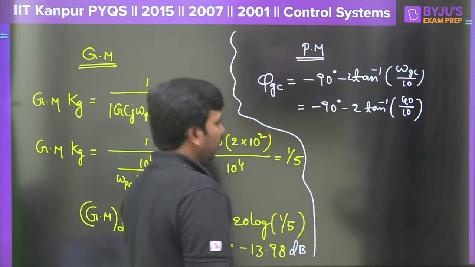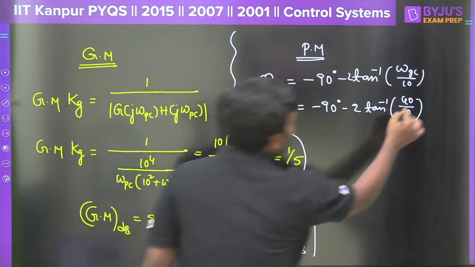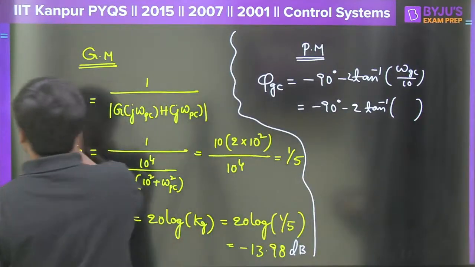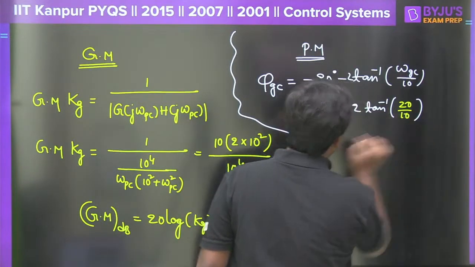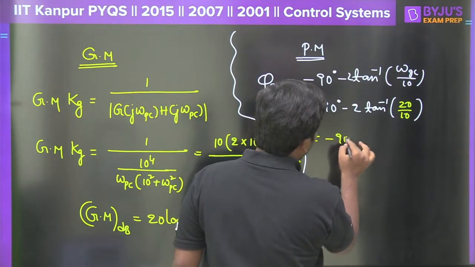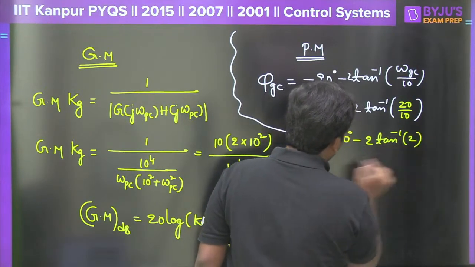Correct? Sorry, 20 divided by 10. I'm extremely sorry. This is going to be 20 divided by 10. Yes, give me 1 second. Right, so 20 divided by 10 here. So this is going to be minus 90 degrees minus 2 tan inverse of 2 here. So what is this one now?